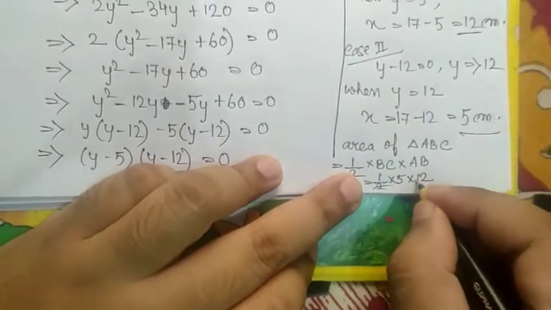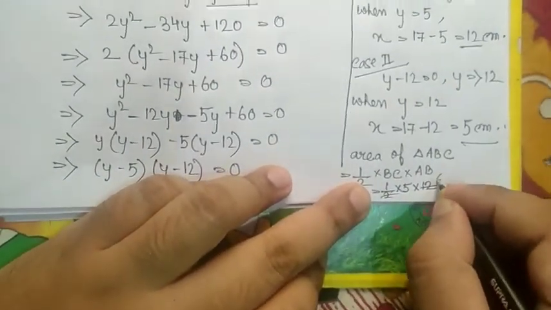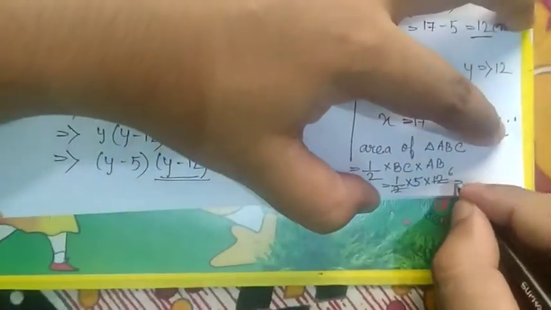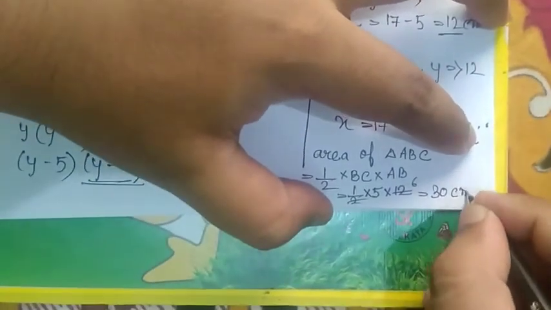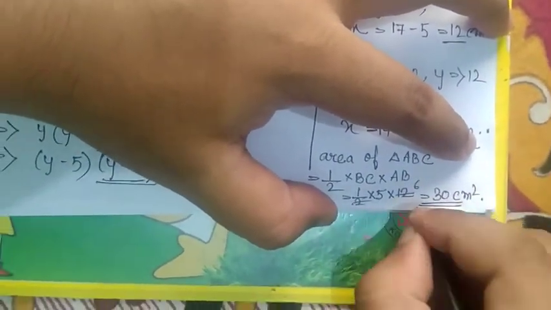So 5 into 6, 30 centimeter square. So the answer is 30 centimeter square. This is a very important sum.